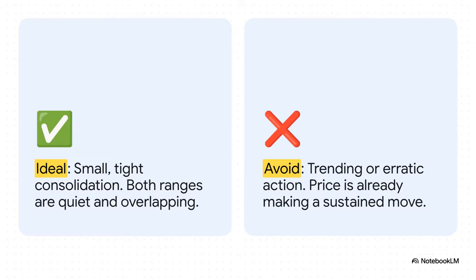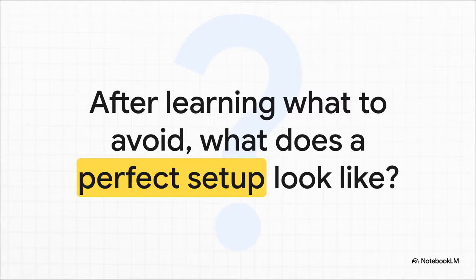The ideal scenario, what you're really hoping to see, is a small, tight consolidation. Both the central bank and Asian ranges are quiet and overlapping. ICT explains this is when institutional orders, both buy-side and sell-side liquidity, are just being built up and accumulated above and below the range. Now, on the other hand, what you must avoid is a market that is already trending or moving erratically. If you see this, the institutional move is already underway, and London is likely to just be the sloppy aftermath.